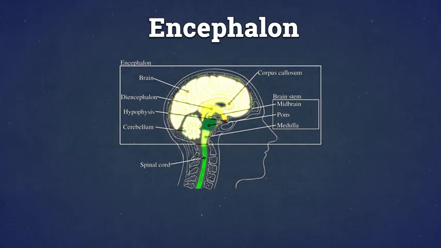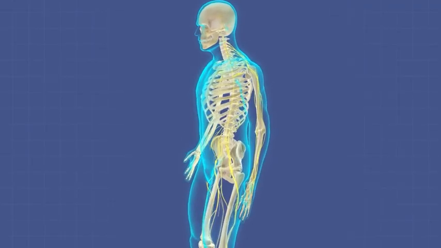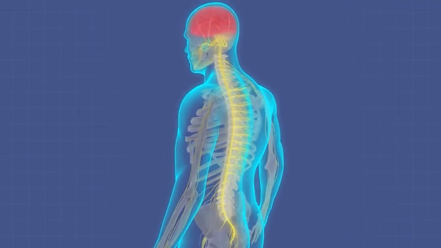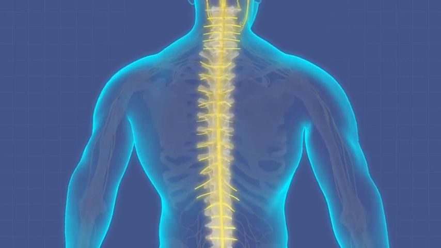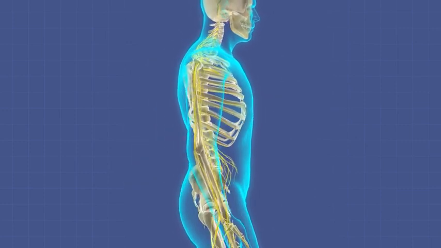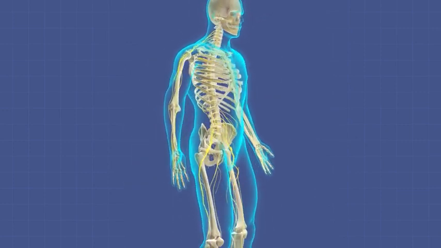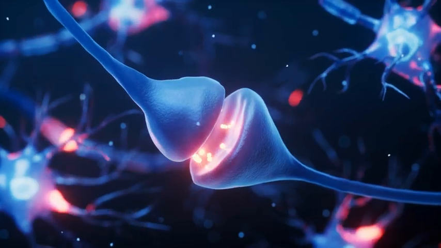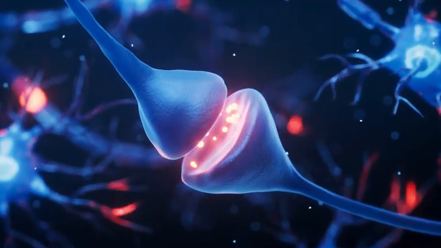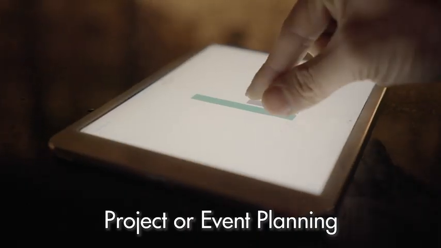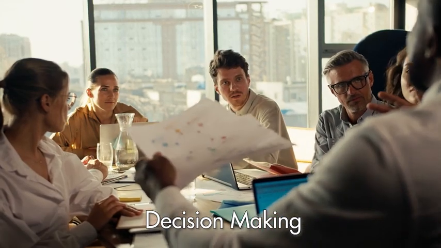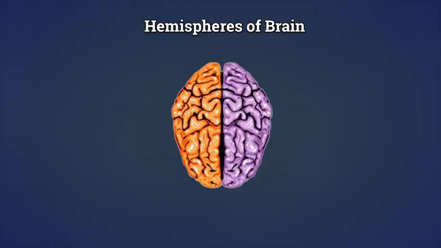The encephalon is housed in the skull. The spinal cord, on the other hand, is housed in the vertebral canal, the space between the vertebrae. We usually refer to the brain to describe the whole, but in reality, the brain, which acts like the human hard drive, represents only a part of the encephalon. The encephalon has various roles, notably the management of all intentional behaviors, sleep, thought, language, project or event planning, decision-making, learning, etc. The brain itself is divided into two hemispheres.